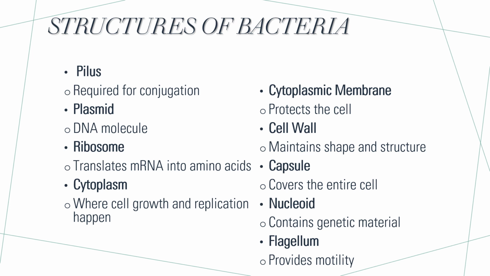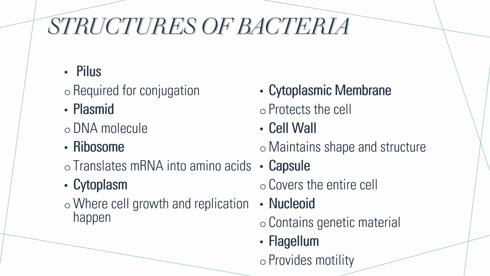Cytoplasm, this is where cell growth and replication occur. They also contain a cytoplasmic membrane. This helps protect the cell from any foreign objects, anything that would kind of damage a cell. They have a cell wall, and this helps maintain shape and structure so the cell doesn't kind of collapse on itself.